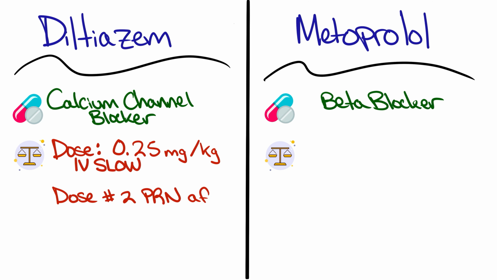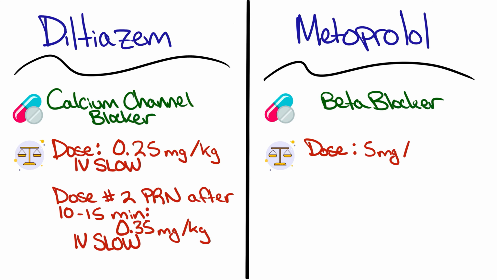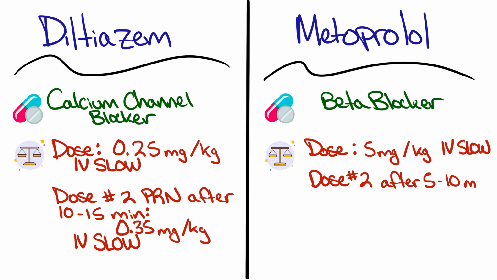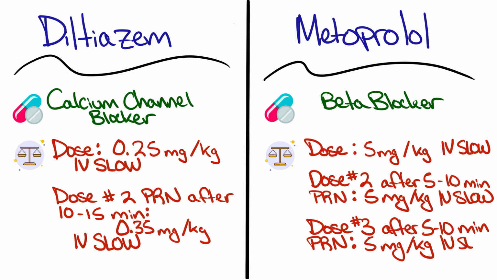You can give a second dose after 10 to 15 minutes if needed at a dose of 0.35 milligrams per kilogram, again given via IV slowly. If you're giving metoprolol, your dose is going to be 5 milligrams per kilogram. You can give this medication up to 3 times in intervals of 5 to 10 minutes if needed. Again, you're going to give 5 milligrams per kilogram and you're going to deliver this medication IV and slowly. When I say slowly, you're going to want to give this medication over the period of 2 minutes.